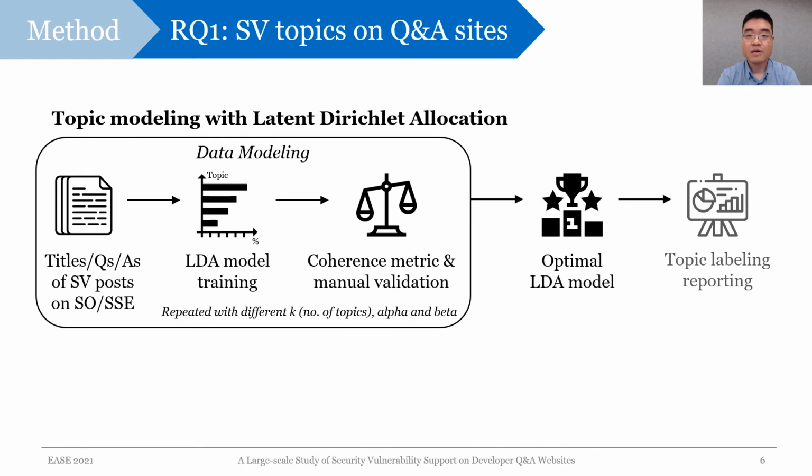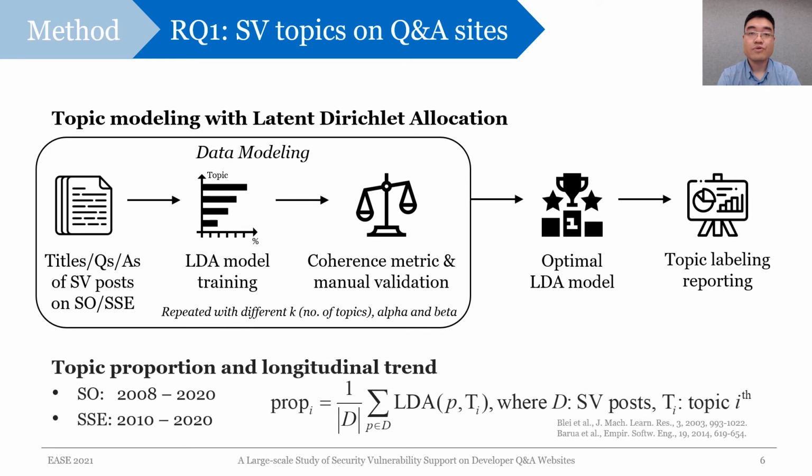Then we selected the top 20 most relevant keywords and top 15 most relevant posts to label each topic. Finally, we extracted the common discussion patterns for each topic. Please refer to our paper for more detailed discussion. We also used the formula proposed by Babar et al. to determine the topic proportion and their trend over time on Stack Overflow and Security Stack Exchange.